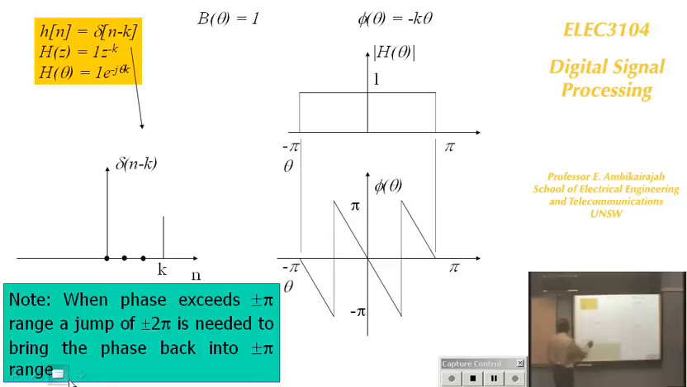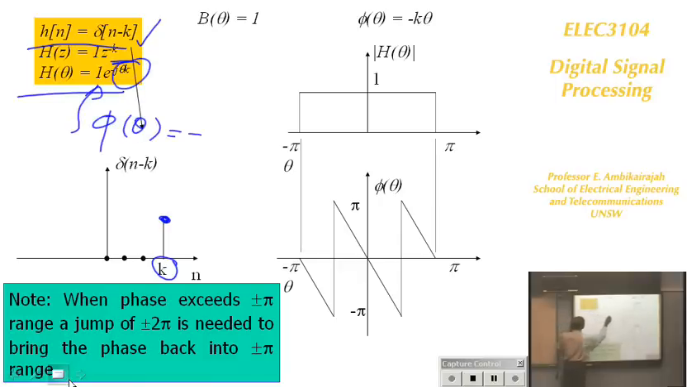Let's take another example, where h[n] is delta n minus k. Signal is shifted. So this is your impulse now, at k position. And people will say, it's only the impulse shifted. Yes, no change in the magnitude response at all. But what will happen in the phase? There will be change. Let's look at h[n] equal to delta n minus k. If you take the transform of that, H theta is e to the minus j k theta. So magnitude is 1. And the phase, phi theta, is equal to minus k theta.